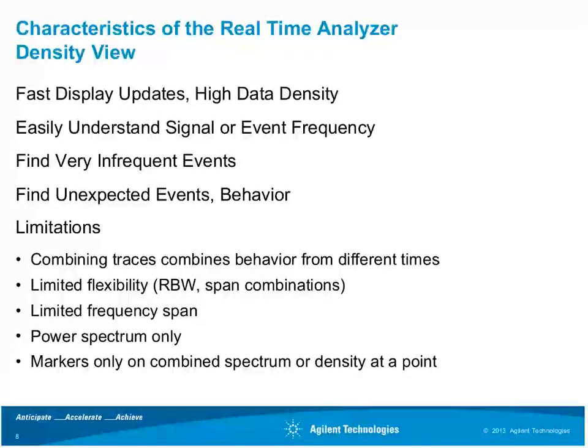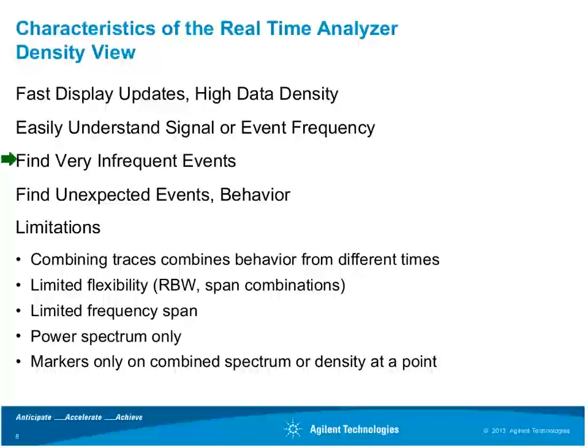So we've talked a little bit about the displays of real-time analyzers. I did want to spend a minute or two discussing real-time analyzers themselves. Some of this may be new to you if you haven't been using real-time analyzers yet. The main and perhaps most obvious characteristic of real-time analyzers is a way to create fast display updates and, for each display update, a high density of data. That is because we're getting hundreds of thousands of spectra per second. Each display needs to represent a large amount of data. They really are good for easily understanding a signal or the frequency of an event.